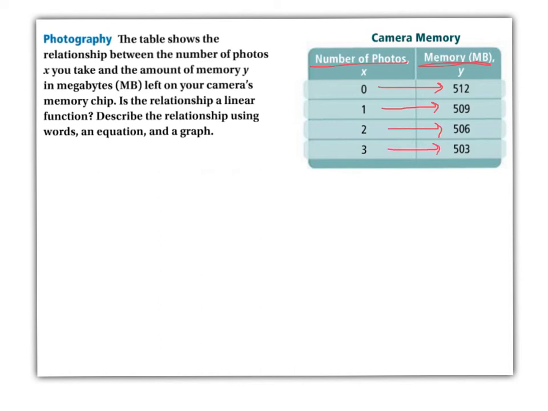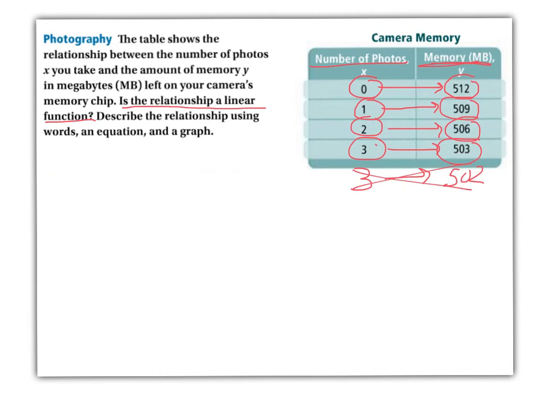So what makes it a function is that each x value, so you have 0, that matches with 512. You have 1, that matches with 509. 2 matches with 506, and 3 matches with 503. If you had another 3, and that matched with a different y value, maybe 502, that's what would make it not a function, because you can only have one y value for every x value. Okay, so it says it's a function, but then it says, is the relationship a linear function? Well, you could graph this and it would make a straight line. So, yes, it's a linear function.